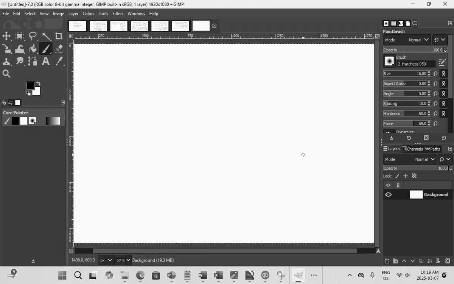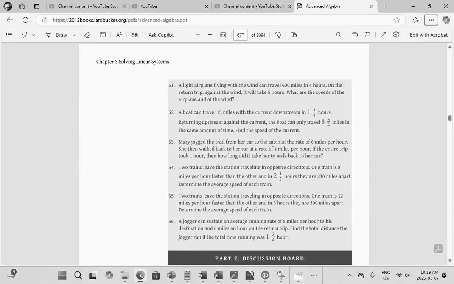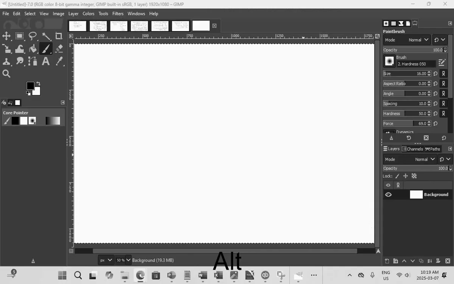Okay, and let's do another one. So for the second one, you have two trains that leave the station traveling in opposite directions. One train is 12 miles per hour faster than the other, and in 3 hours they're 300 miles apart.